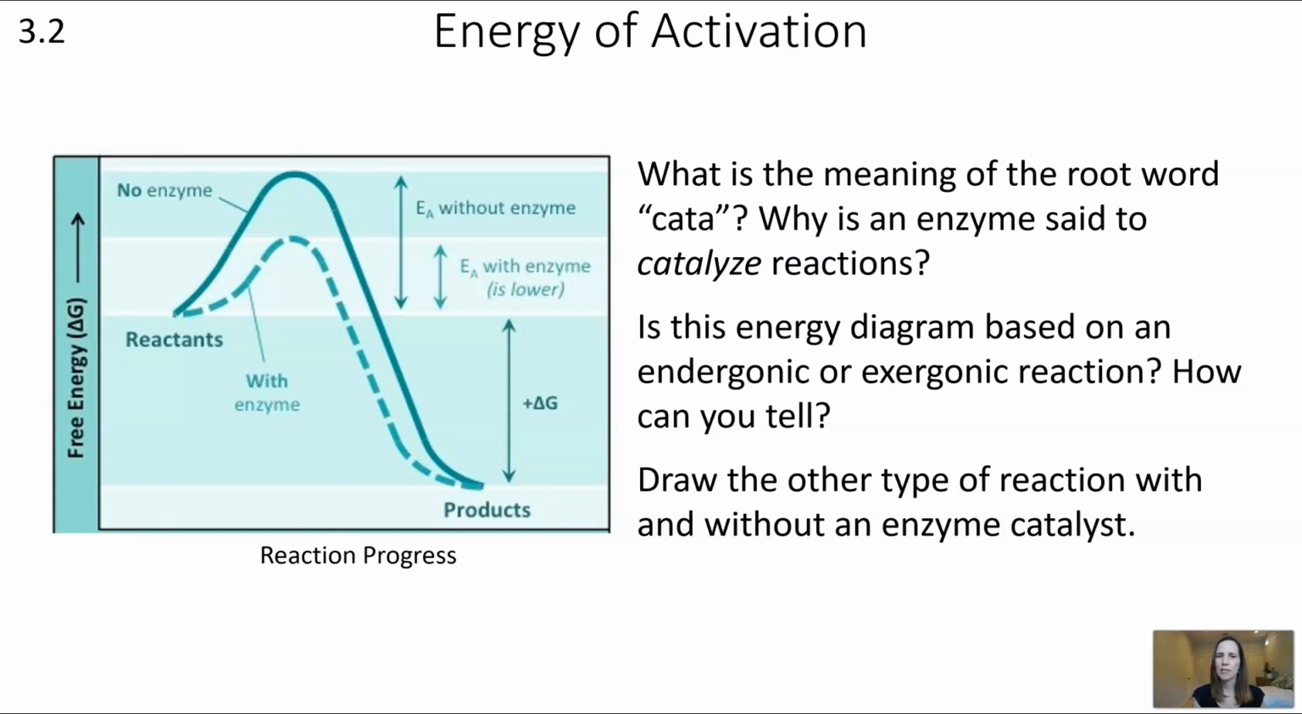So now let's put this together. We just talked about what a catalyst is. How does this apply to enzymes? What's the meaning of the root word cata, and why is an enzyme said to catalyze reactions? And then a little review. Take a look at this energy diagram and tell me if it's an endergonic or exergonic reaction, and how can you tell? And then take a look at the effect of the enzyme, and so draw the other type of reaction, the one that's not pictured here, both with and without an enzyme catalyst.